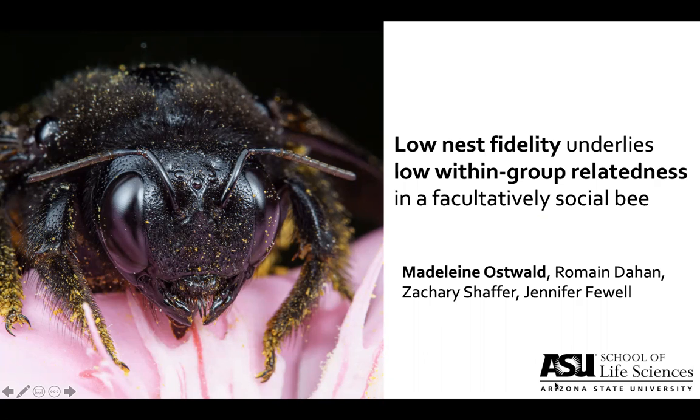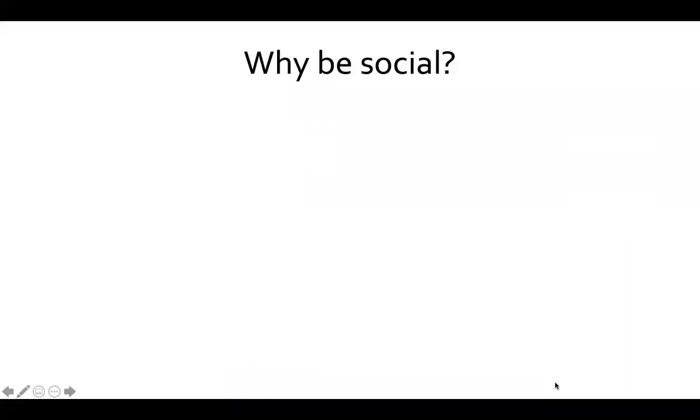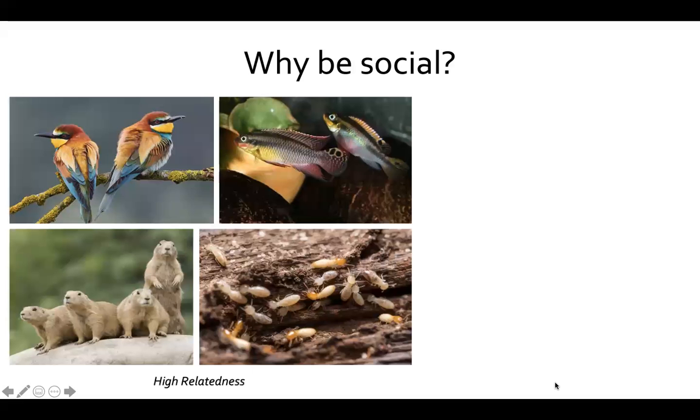Today, I'm going to be talking about relatedness in carpenter bee societies, and in particular, how dispersal patterns can reduce relatedness within groups. A central question in the study of animal behavior asks why animals form social groups, despite the intrinsic costs of resource sharing. For animals that live in family groups, inclusive fitness benefits of helping relatives can explain the evolution of group living.